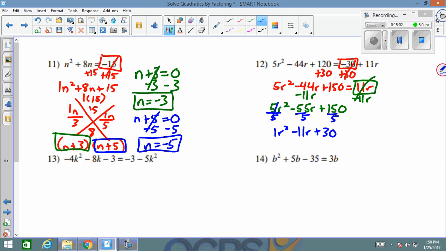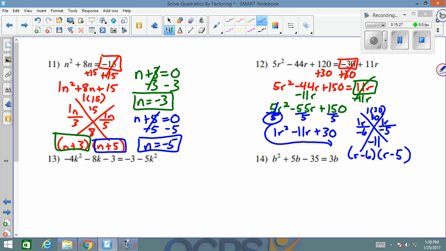Okay? We're going to do our x method. We'll do it over here. So it's 1 times 30, which is 30. And negative 11 down here. So it's going to be negative 6 and negative 5. Put 1 r above. So we're going to get r minus 6 and r minus 5. But remember, the 5 we originally divided by has to come right here in the front. So that's going to go right there.